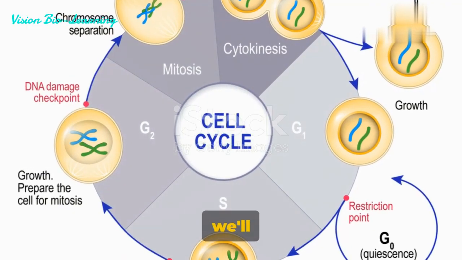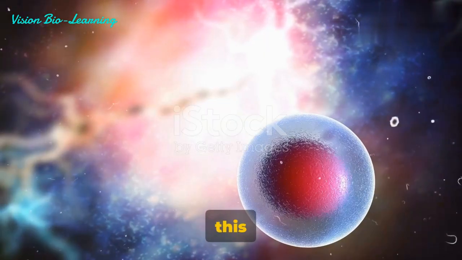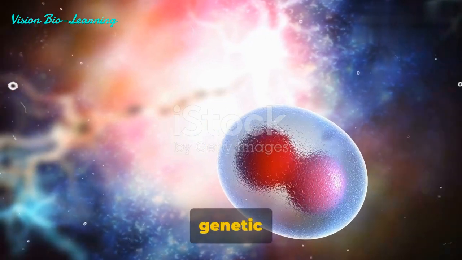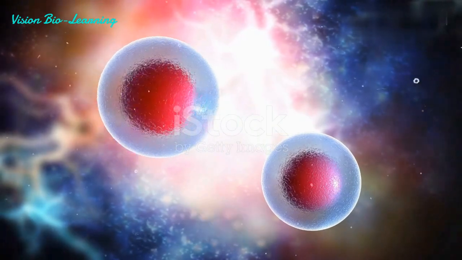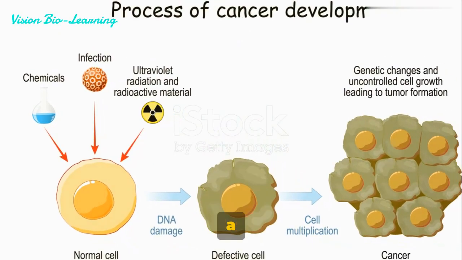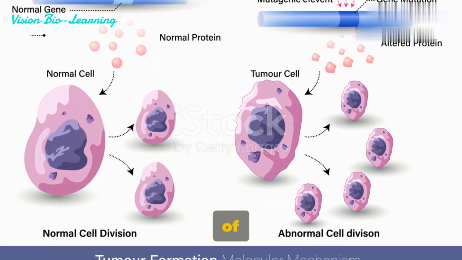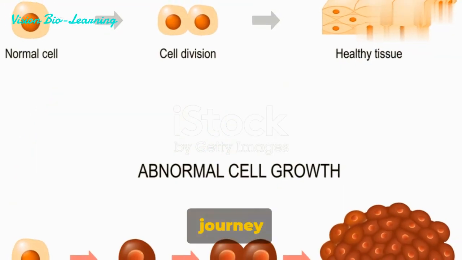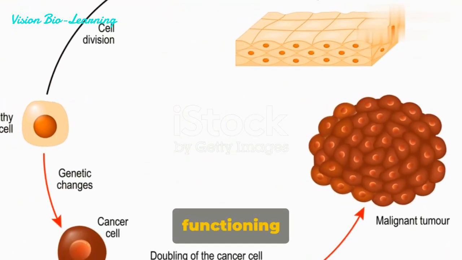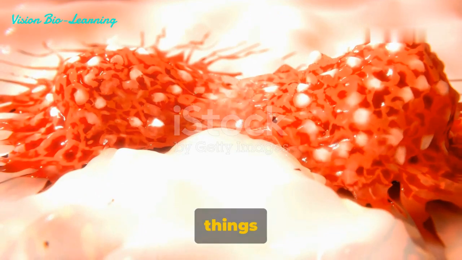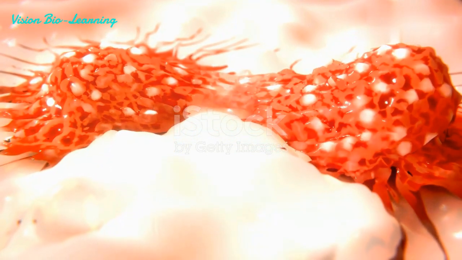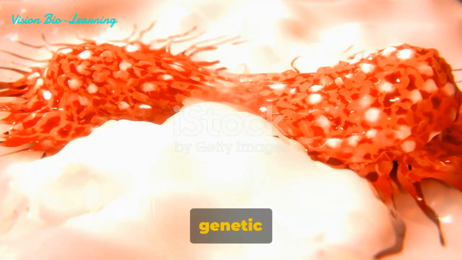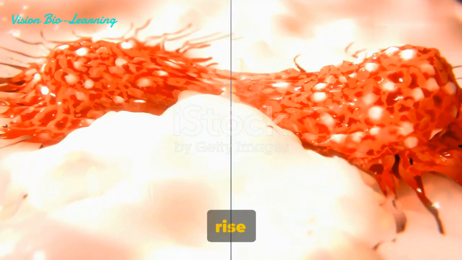In the coming minutes, we'll explore the foundations of this process: the cell cycle, genetic mutations, oncogenes, and tumor suppressor genes. Each of these elements plays a crucial role in the development of a cancer cell. Our journey will take us from the normal functioning of cells to the point where things start to go awry, leading to uncontrolled cell growth. Strap in as we unravel the genetic intricacies that give rise to cancer.